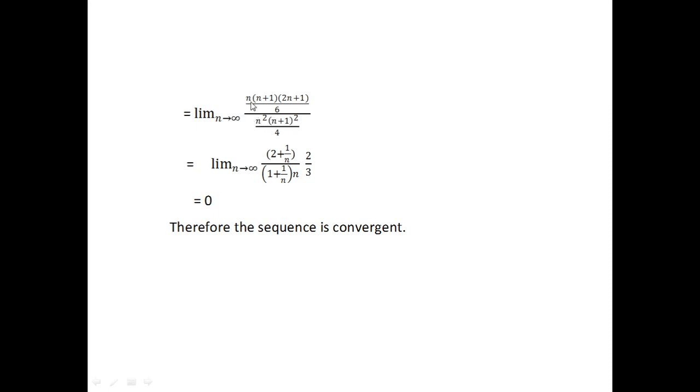Now cancel n to the power of 3 from n to the power of 4, and in the denominator we have n. After giving the limit value, 1 by infinity is 0 and 1 by infinity is 0, and the numerator is 2. If you give the limit value for the denominator, n is there and this becomes infinity. Any finite value divided by infinity is 0. Since we have a unique finite value, the given sequence is convergent and converges to 0.